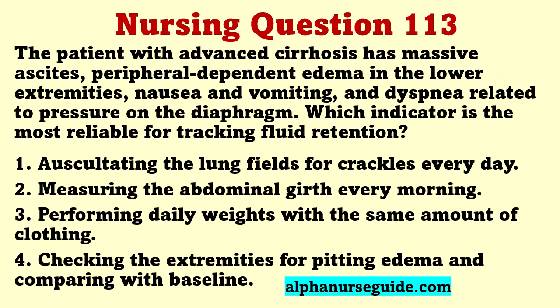The patient with advanced cirrhosis has massive ascites, peripheral dependent edema in the lower extremities, nausea and vomiting, and dyspnea related to pressure on the diaphragm. Which indicator is the most reliable for tracking fluid retention? 1. Auscultating the lung fields for crackles every day. 2. Measuring the abdominal girth every morning. 3. Performing daily weights with the same amount of clothing. 4. Checking the extremities for pitting edema and comparing with baseline.